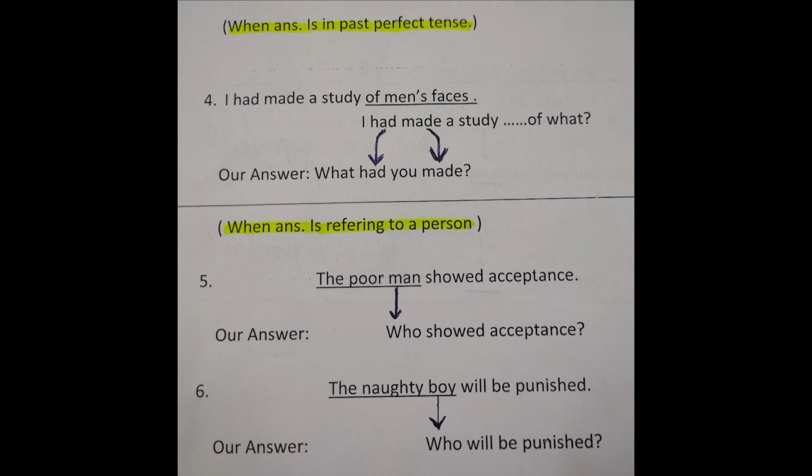Now friends, let us take one more example of the same type. The naughty boy will be punished. The underlined words are the naughty boy. That means we have to form a WH type of question where the answer is going to be the naughty boy. So naughty boy being a person, in a WH type of question who will come in the beginning of the question. So our answer is going to be who will be punished?